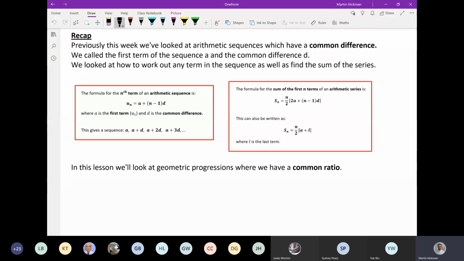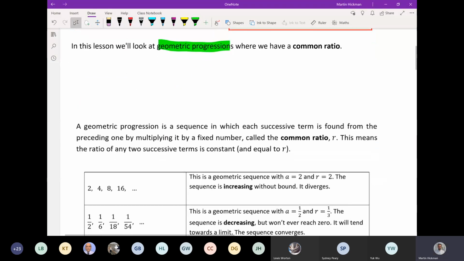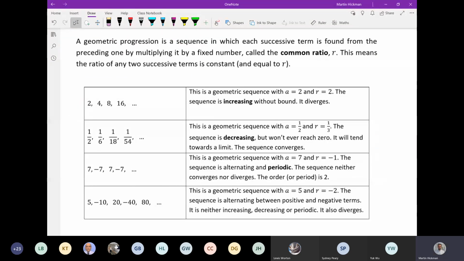But in this lesson, we're going to look at geometric progressions. And the difference here is that with geometric progressions, we have what we call a common ratio. So a geometric sequence is where each successive term is found from the preceding one by multiplying it by a fixed number called the common ratio. So rather than adding the same number each time like we would with an arithmetic sequence, we're going to multiply by the same number with the geometric series.